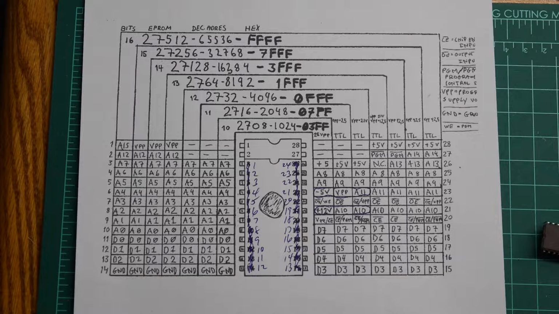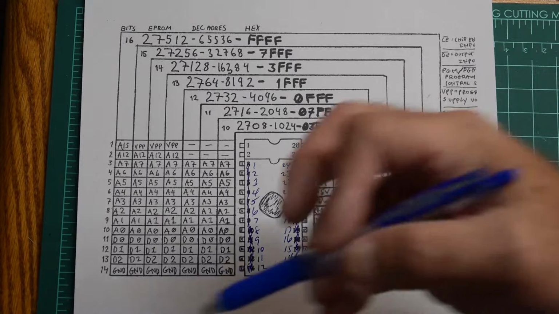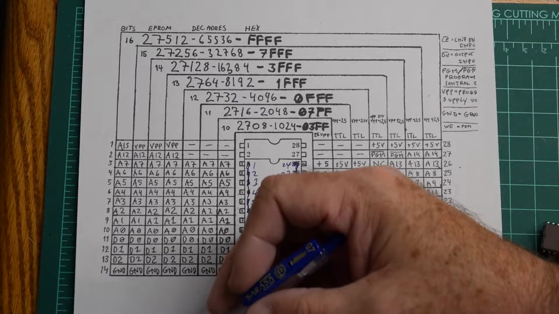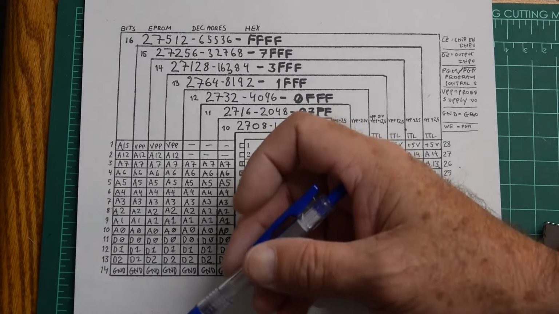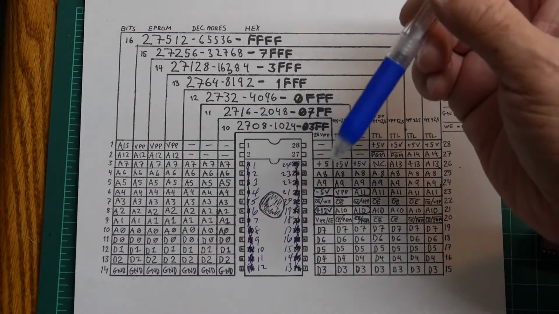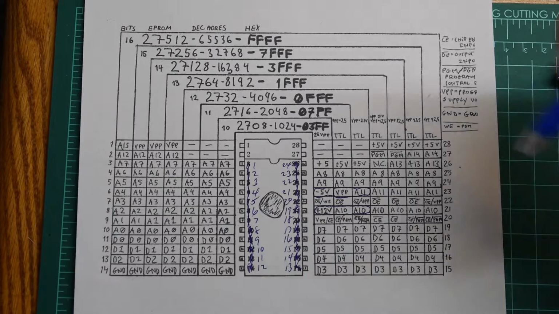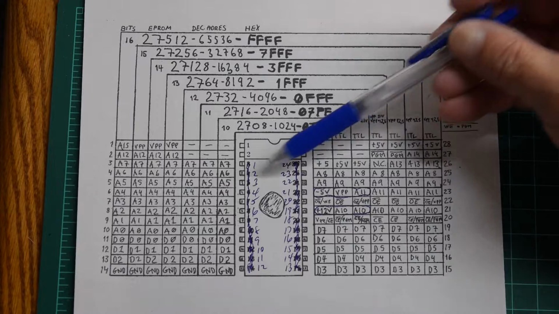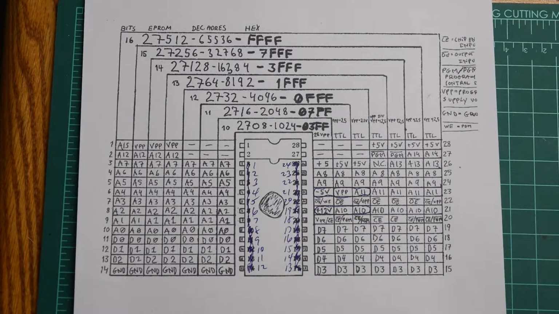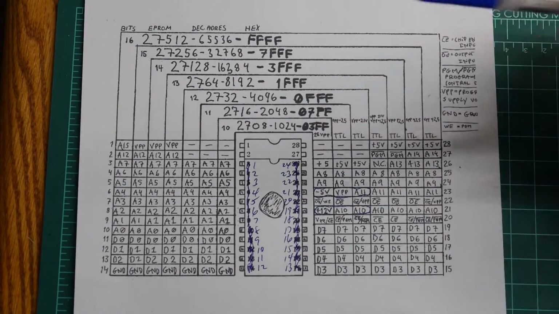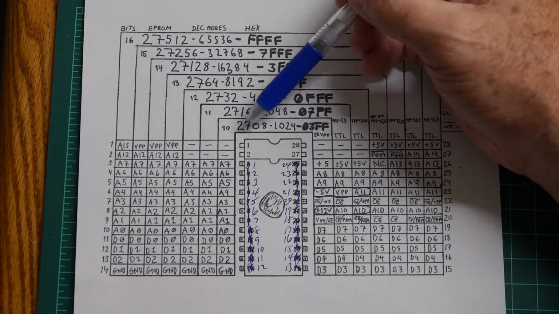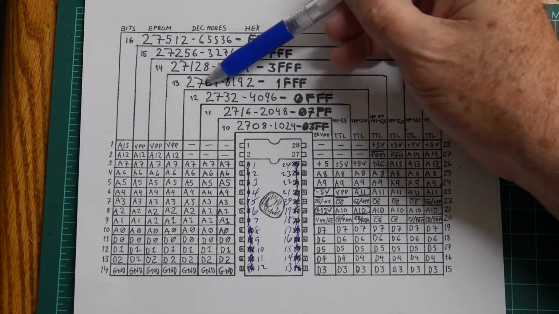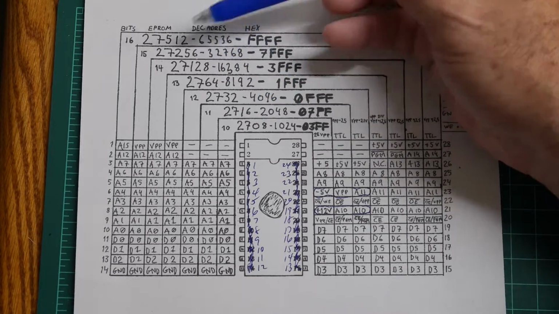Okay, I wanted to talk about EEPROMs today. So I found this online, I don't know who to credit to, www.z80.info. Retro guy. But this is a nice diagram of the pinouts of various EEPROMs: 2708, 16, 32, 64, 128, 256, and 512.